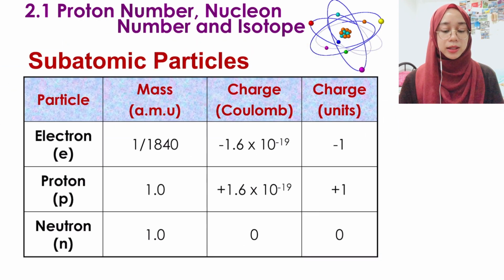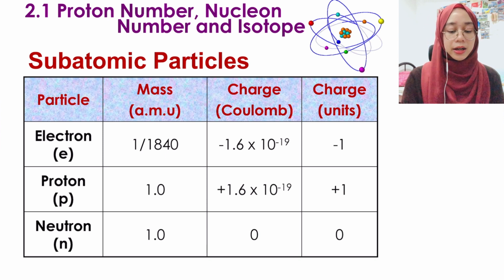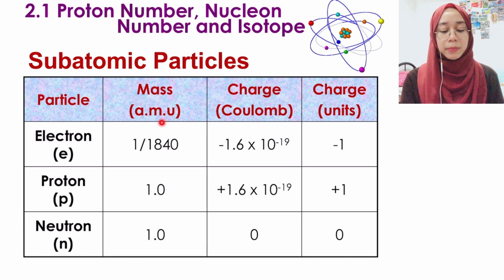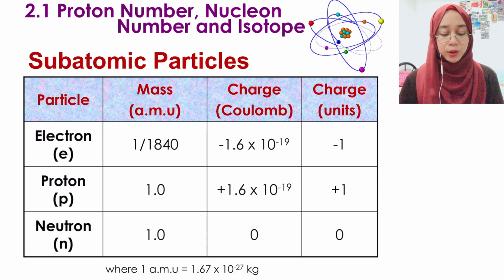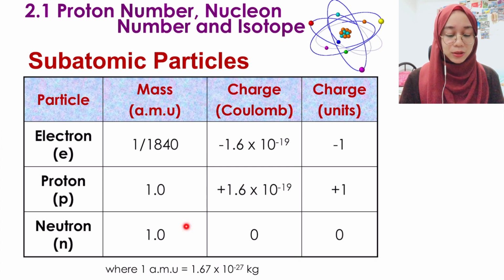For these subatomic particles, there are some properties that we need to know. Some we must know, and some are just for your extra knowledge. In terms of mass, the unit is AMU, atomic mass unit. So 1 AMU is equal to 1.67 exponent negative 27 kilogram. Exponent negative 27 means it is very light. So each value actually represents 1.67 exponent negative 27.